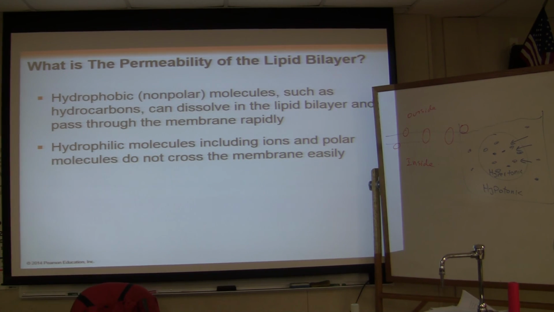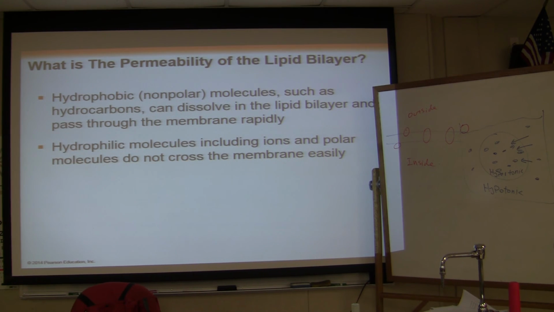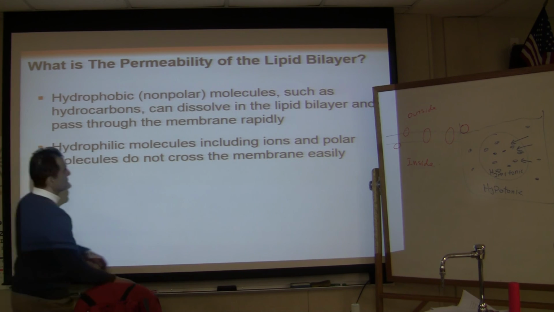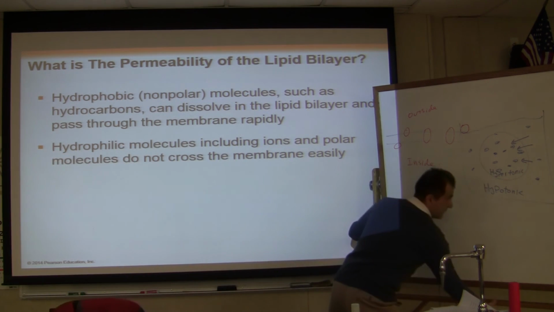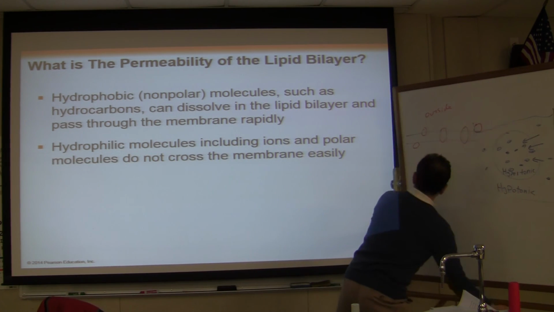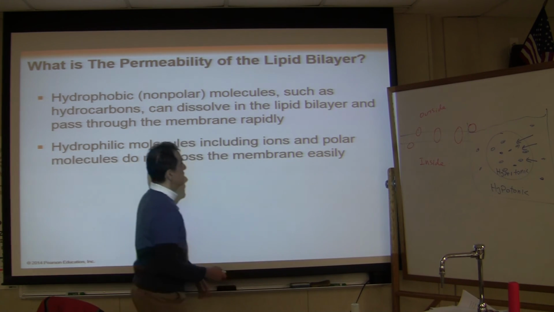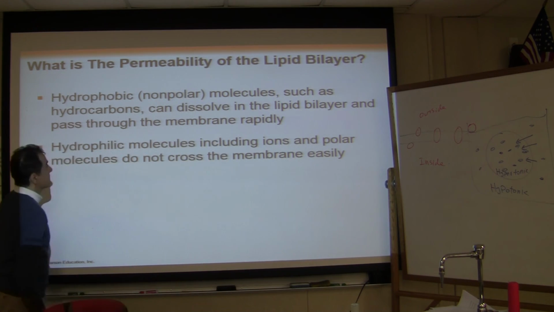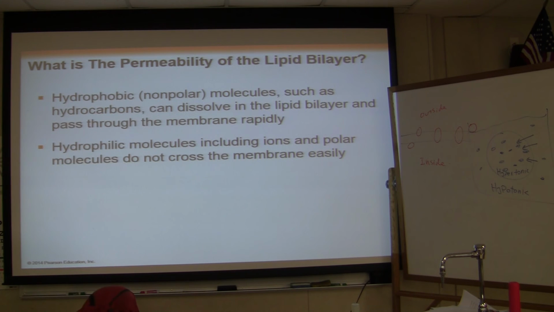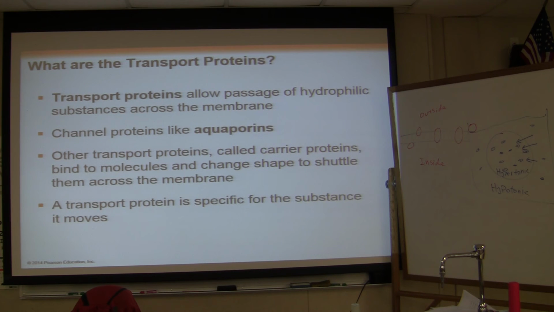What is permeability of the lipid bilayer? Again, lipid bilayer, there are 2 layers. Hydrophobic non-polar molecules, such as hydrocarbons, can dissolve in the lipid bilayer and pass through the membrane rapidly. Hydrophilic molecules, including ions and polar molecules, do not cross the membrane easily.